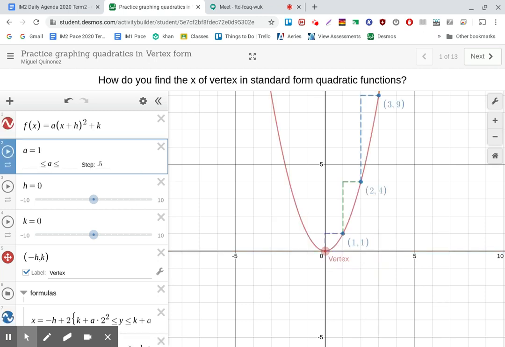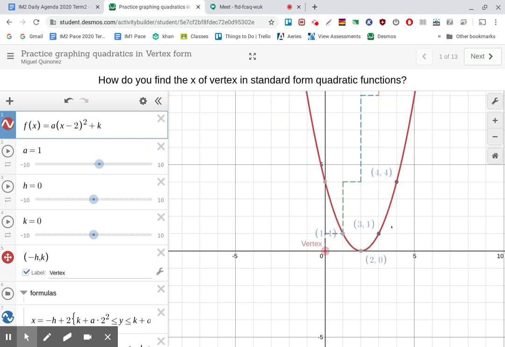All right, so a is going to be 1. Okay, let's move the parabola to the right 2. Which one do I have to change, the k or the h? H. And am I going to put +2 or -2? Minus. -2, because it's backwards inside. See that? Now it moved.